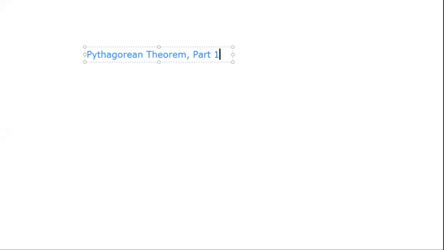So the Pythagorean theorem was proven by Pythagoras, hence the name Pythagorean theorem. And the theorem looks like this: c squared equals a squared plus b squared.